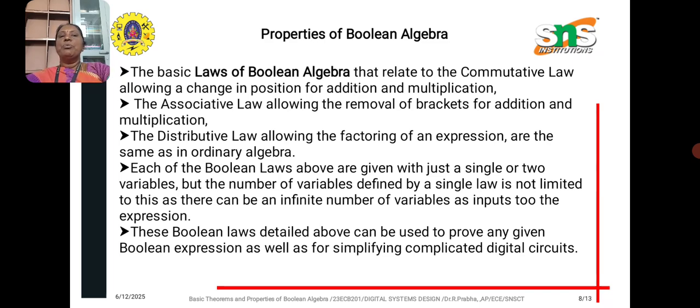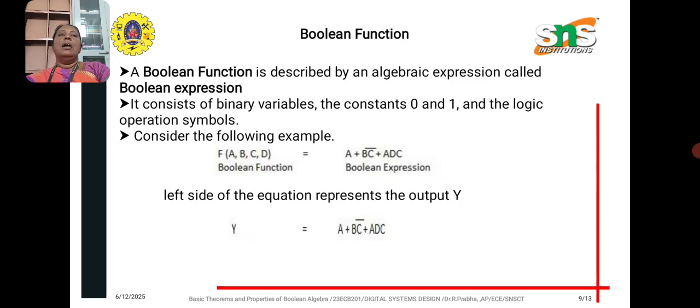And each of the Boolean laws, as we have already seen, gives just a single or 2 variables, but the number of variables defined by a single law is not limited to this. And the Boolean laws given above are used for simplifying complicated digital circuits. And now the Boolean function. A Boolean function is described by an algebraic expression called a Boolean expression.